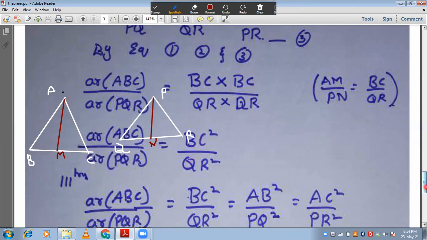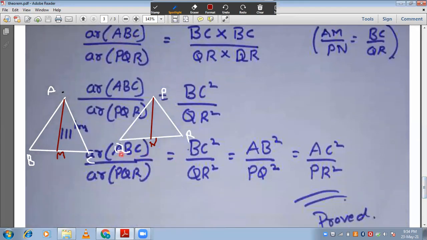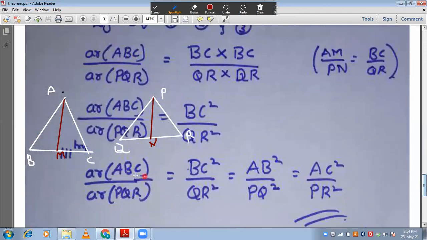Similarly, you can write it as area of triangle ABC divided by area of triangle PQR equals BC square divided by QR square, which equals AB square by PQ square, which equals AC square by PR square. I hope all of you understood this theorem.